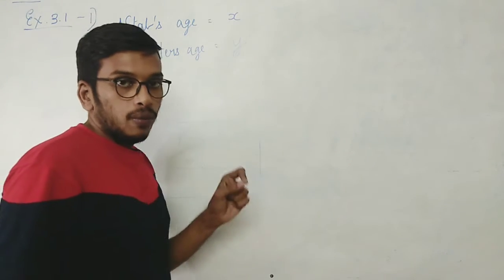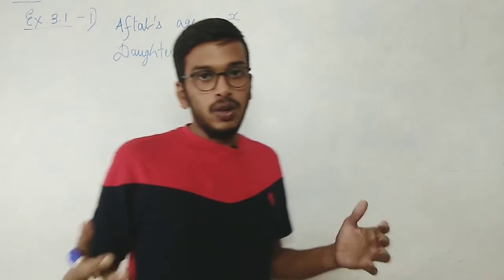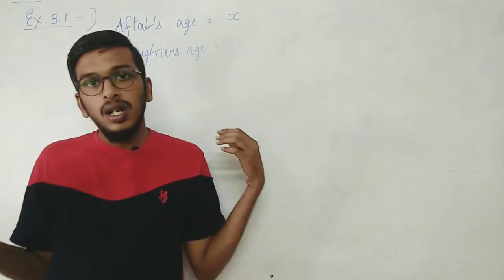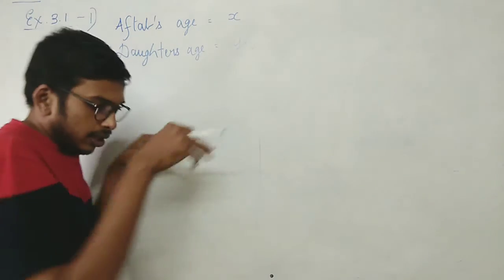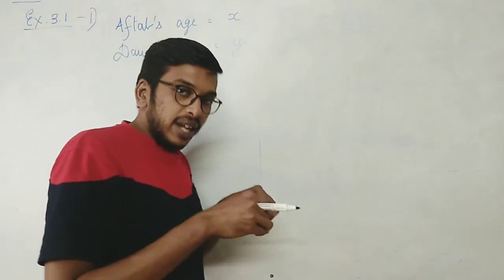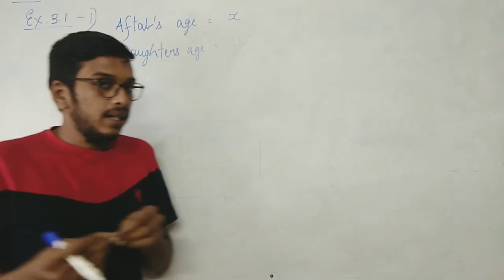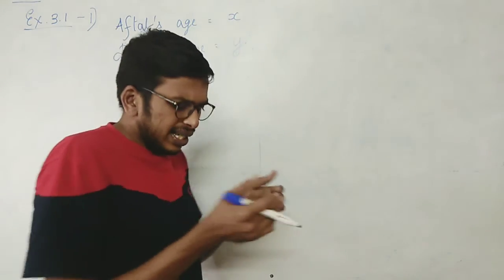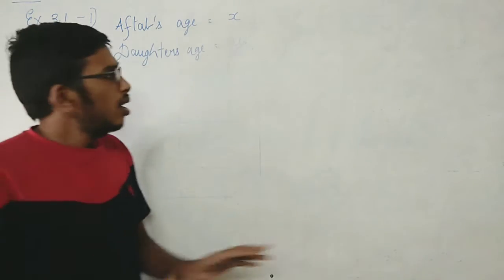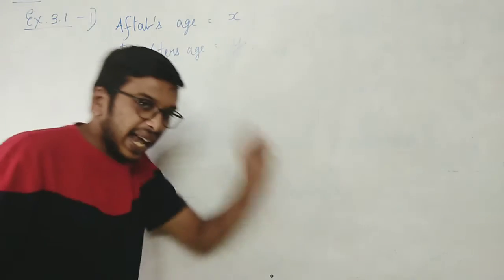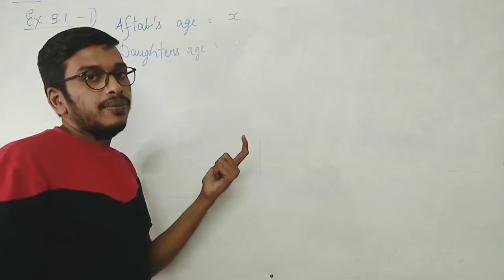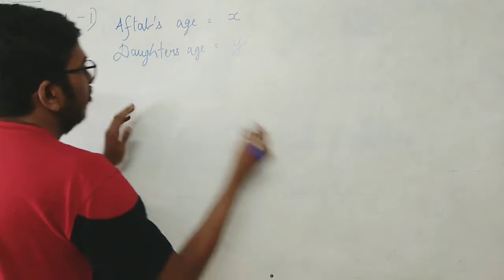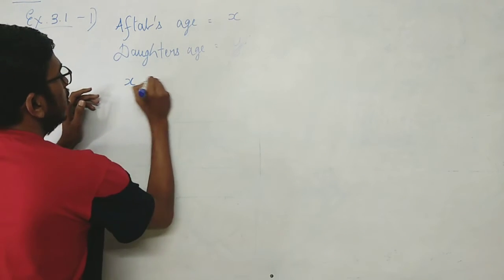7 years ago, say I am 25 right now. 7 years ago, what was my age? It was 18. My present age is 25, and 7 years ago it was 18. What did I do? I just subtracted 7 from 25, nothing else. Now, Aftab's present age is X. What will his age be 7 years ago? It will be X minus 7. Very simple.